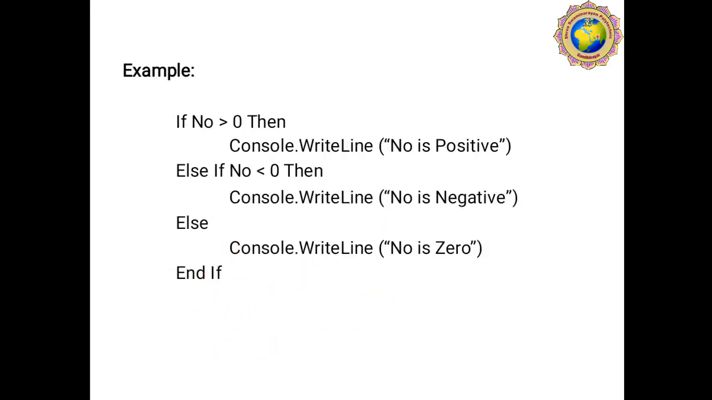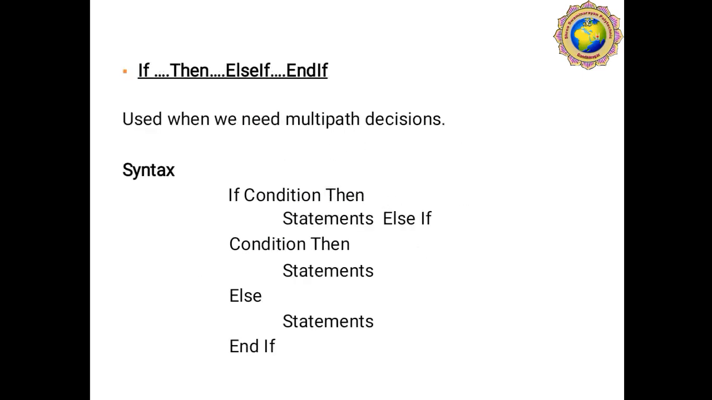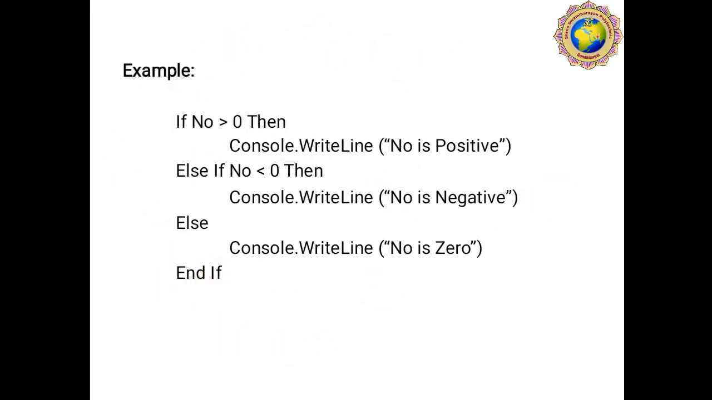Here is the example: if the number is greater than 0, then console.WriteLine number is positive. Else if the number is less than 0, then console.WriteLine number is negative, else the number is 0. End if. Whenever we have to take a decision from multiple conditions, we have to use the if else if statement. This statement is used for multi-path decision. Okay, so this is the condition about the if else if statement, and here is our example.